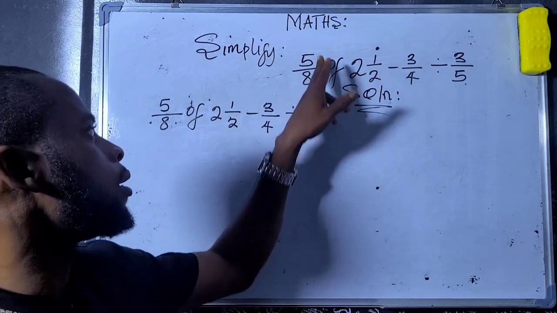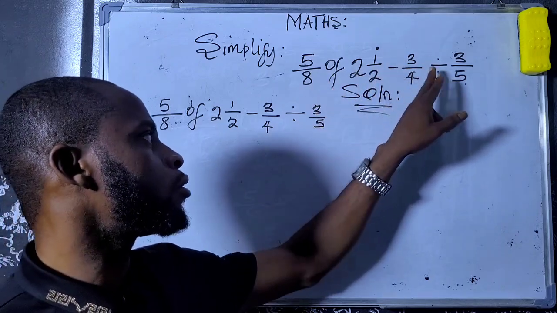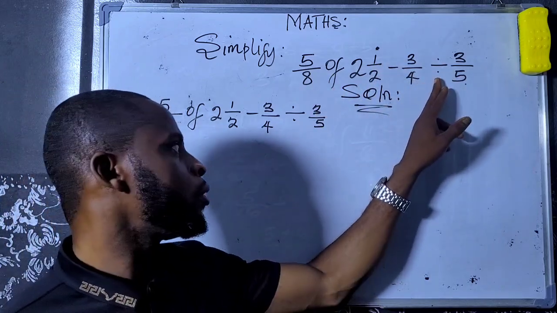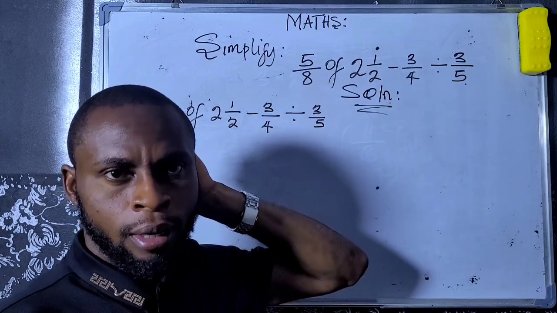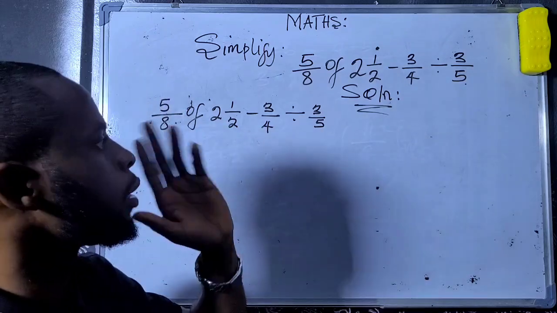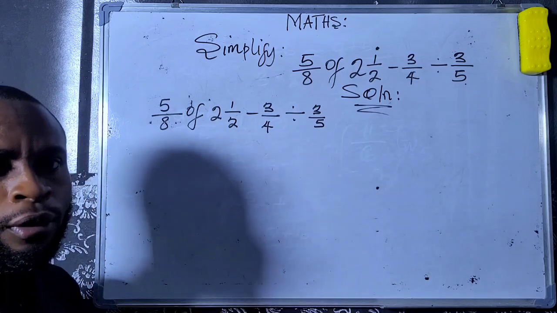We have to simplify 5 divided by 8 of 2 and 1 over 2, minus 3 divided by 4, divided by 3 divided by 5. Now here, I put down a solution and I come down with a question down here.